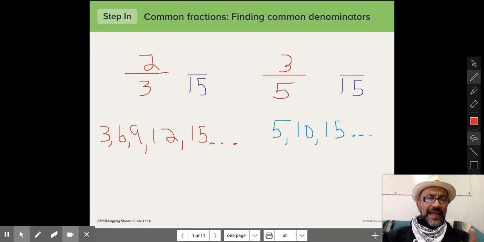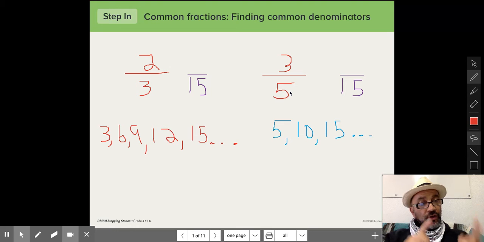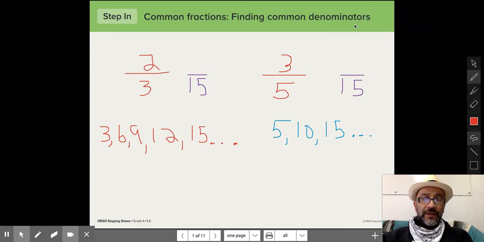Finding the common denominator. That's the key. For example, I put an example up here. There's 2/3 and 3/5. Two completely different fractions. Which one's bigger? Which one's smaller? We could do BAM. That's one good way. But the thing is, we want to find the common denominators.